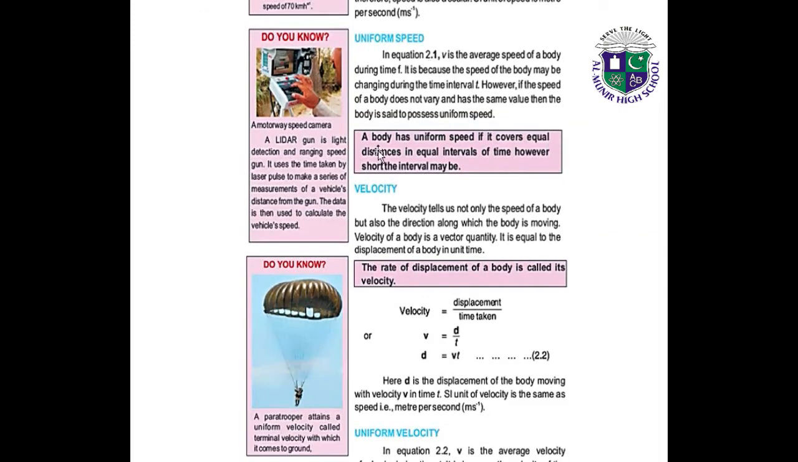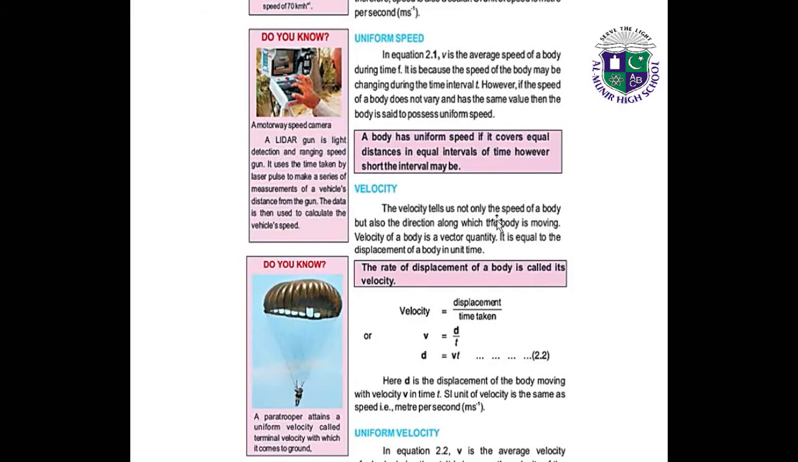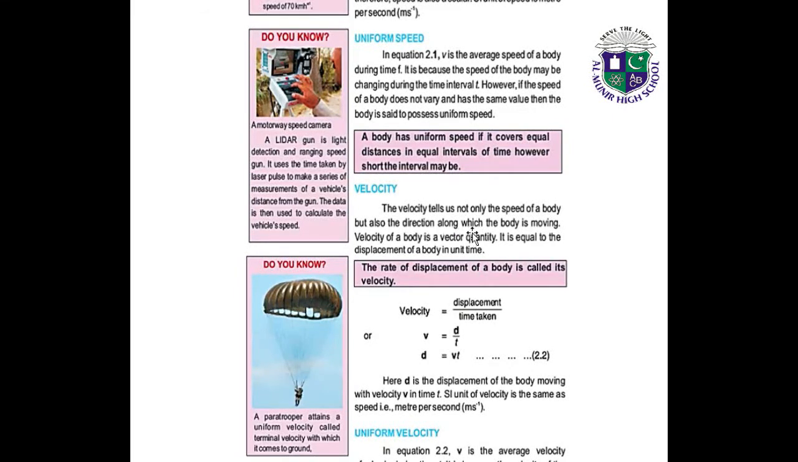Uniform speed: a body has uniform speed if it covers equal distances in equal intervals of time, however short the interval may be. What is velocity? The velocity tells us not only the speed of a body but also the direction along which the body is moving. Velocity of a body is a vector quantity. It is equal to the displacement of a body in unit time.